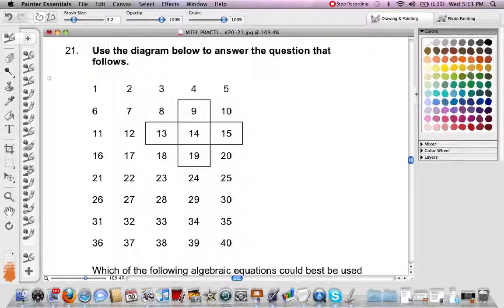Number 21. Use the diagram to answer the question that follows. Here we have a diagram. Looks like we have this cross here with 13, 14, 15 in one rectangle and 9, 14, and 19 in the other rectangle. Let me scroll down.